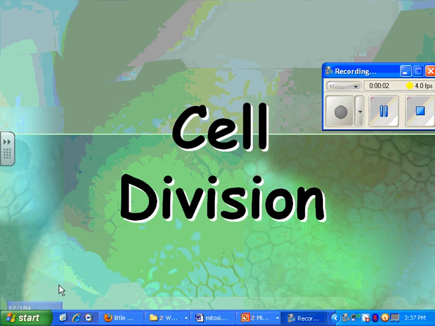Cell division. So we're going to be talking a little bit about why cells divide, and then we're going to be talking about cell division in prokaryotes, bacteria, and then we're going to spend most of our time on mitosis, which is how cells divide in eukaryotes. And then we'll also spend a lot of time after that on meiosis, which is another type of cell division in eukaryotes, but it's for sexual reproduction.